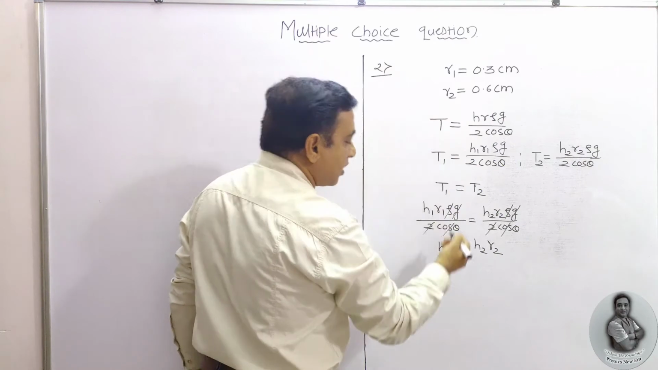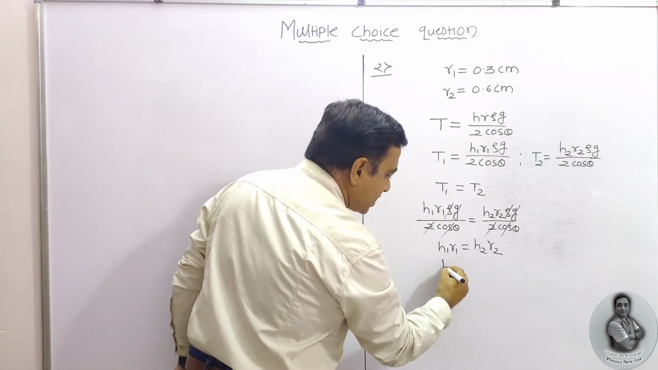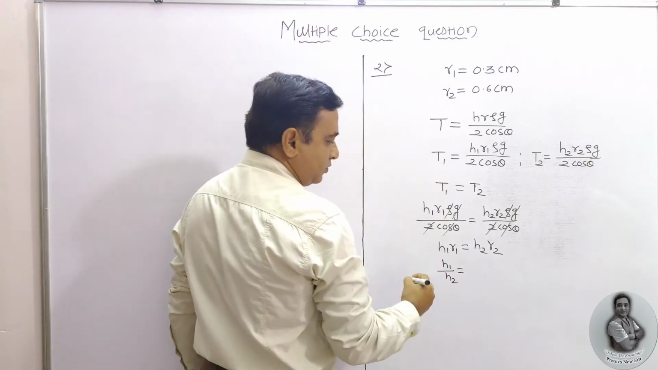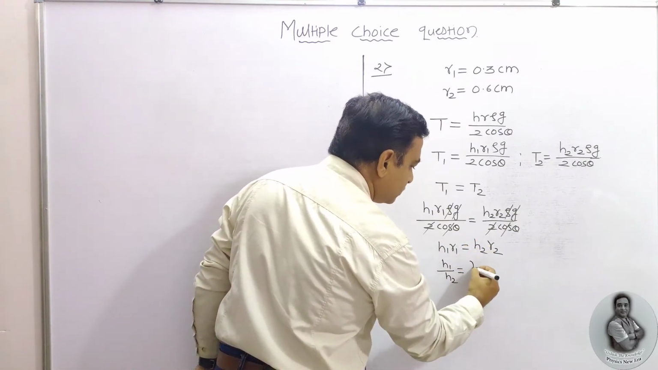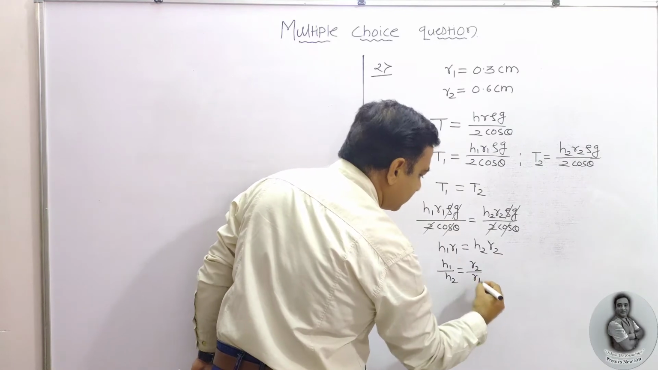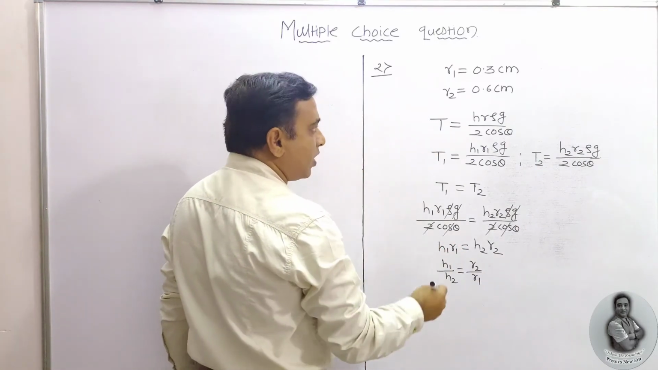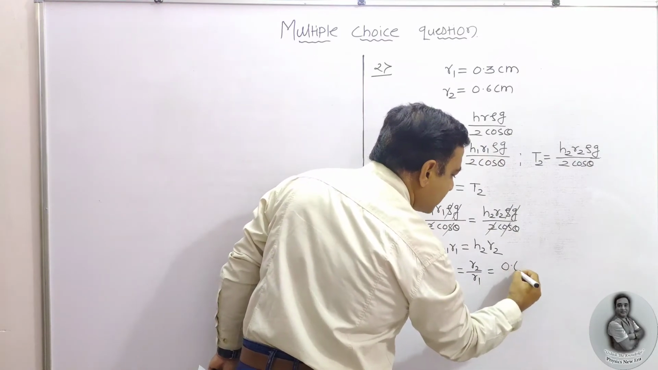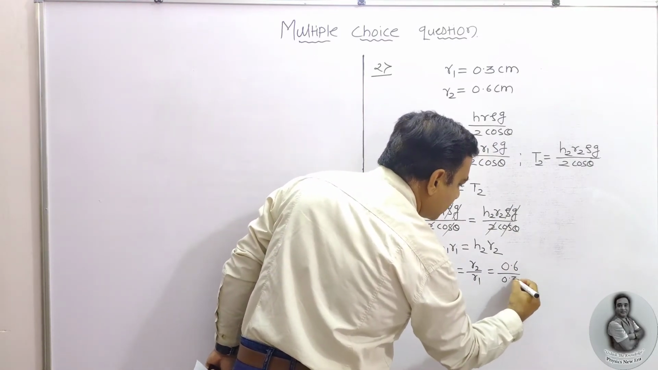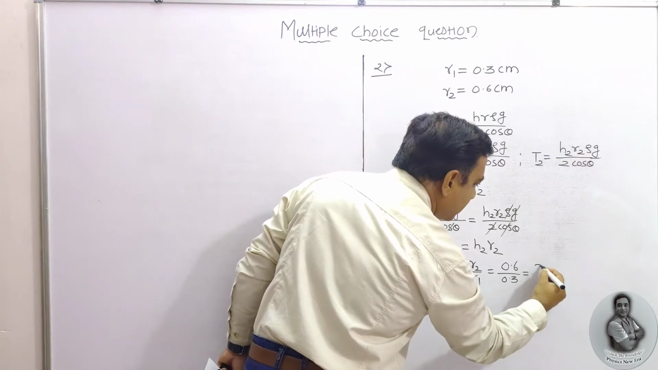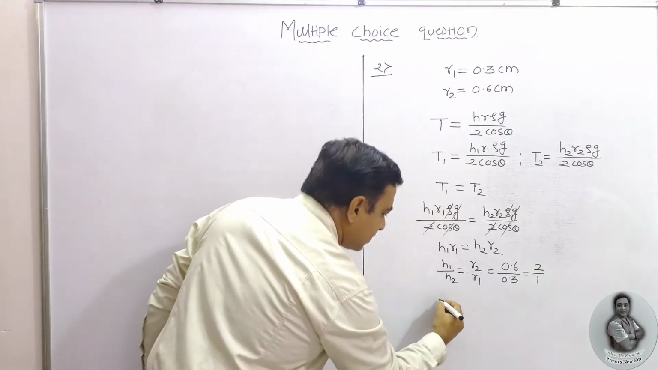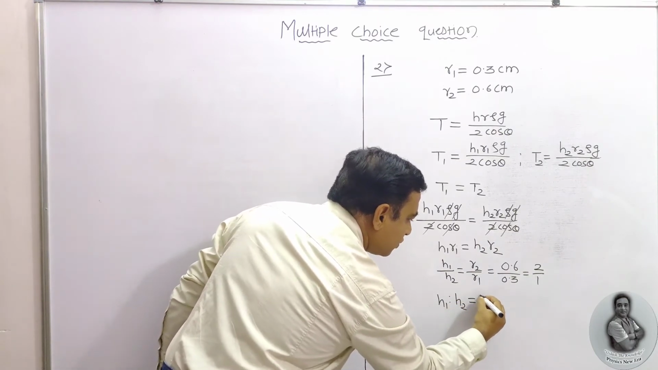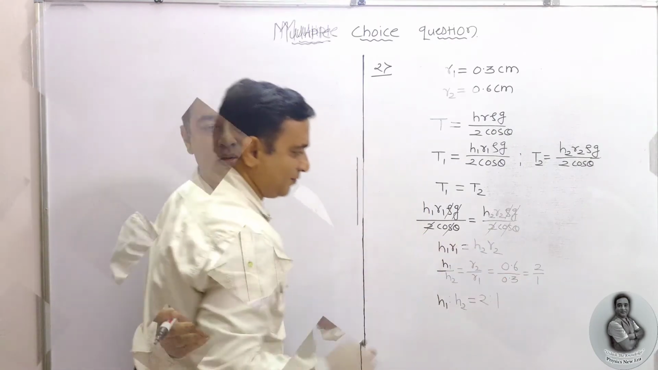So h1 upon h2 is equal to r2 upon r1. R2 is 0.6 divided by 0.3, which comes out to be 2 divided by 1. That means h1 to h2 is equal to 2 to 1.